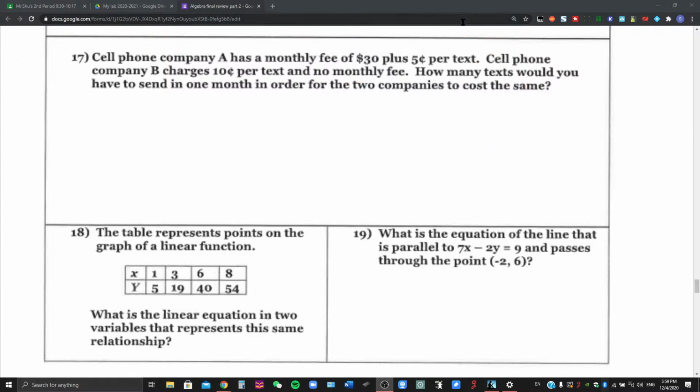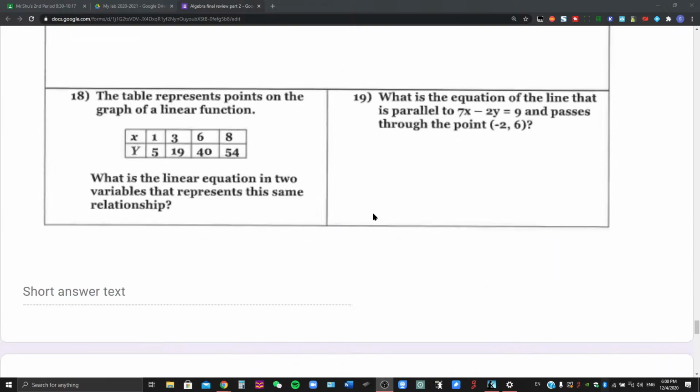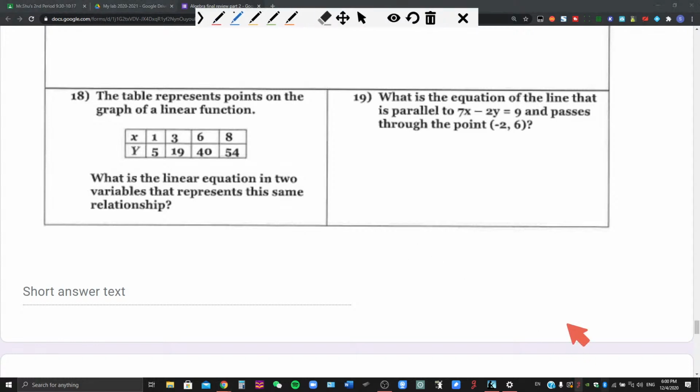Okay, question 18. The table represents points on the graph of a linear function. What is a linear equation in two variables that represents the same relationship? Okay, this is somewhat easier because we just need to write out one equation. Again, we can use y equals mx plus b, or we can use the point slope formula.